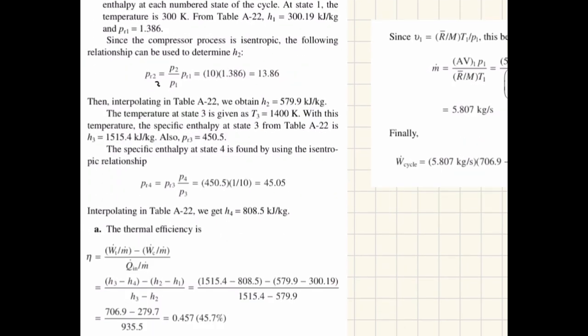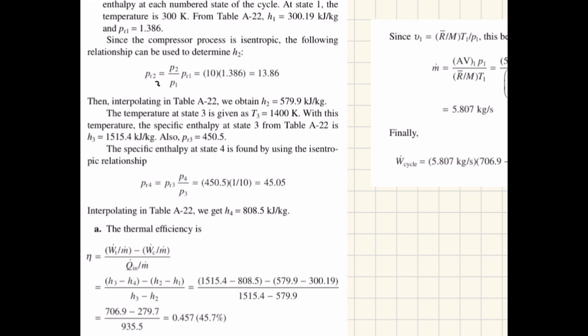As I mentioned earlier, we just need to substitute the values that we have, and we will get that the thermal efficiency is 45.7%. Same thing with the back work ratio. This is the work at the compressor and the work at the turbine. We can see that the back work ratio is 39.6%, only using the values of enthalpy.